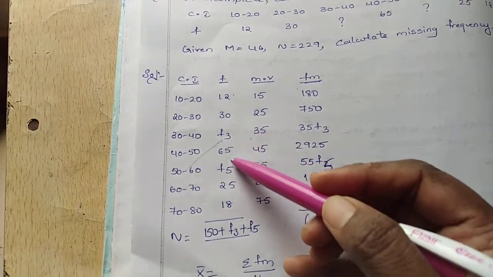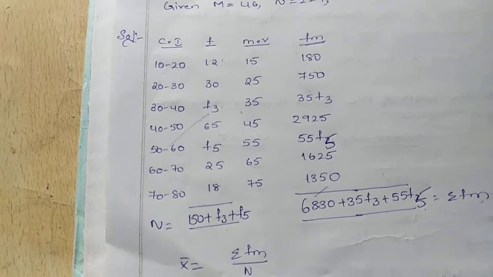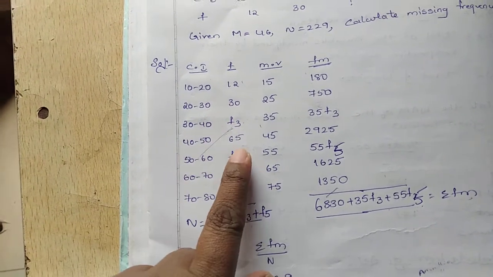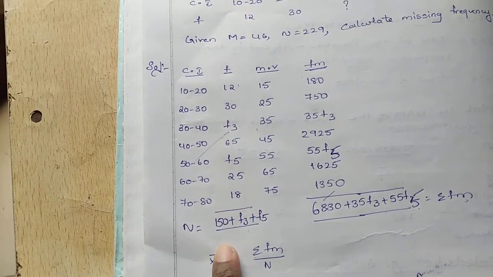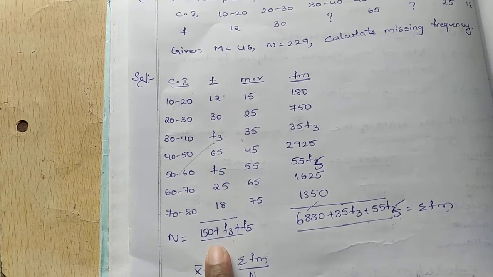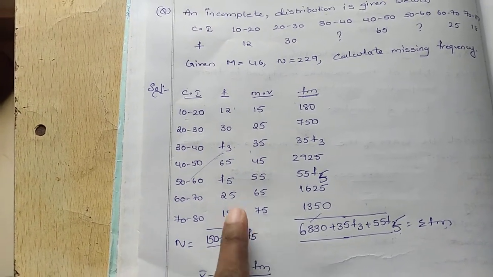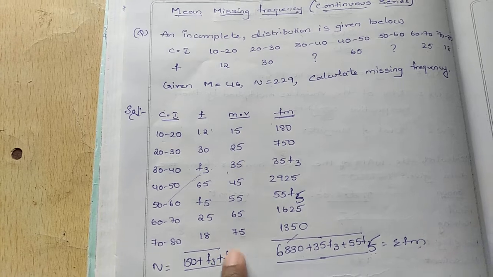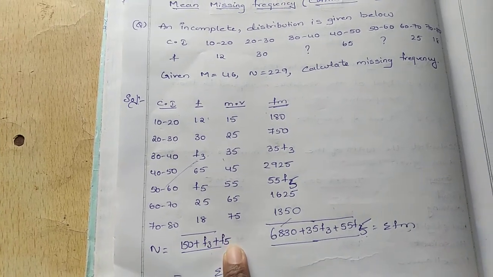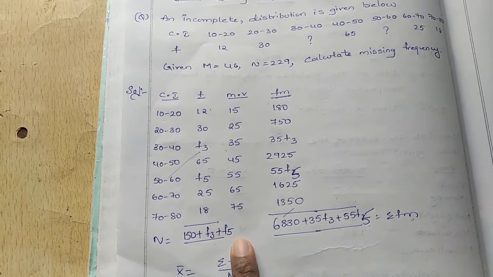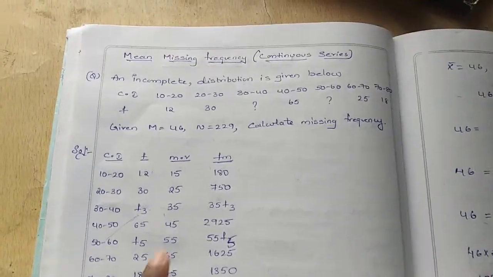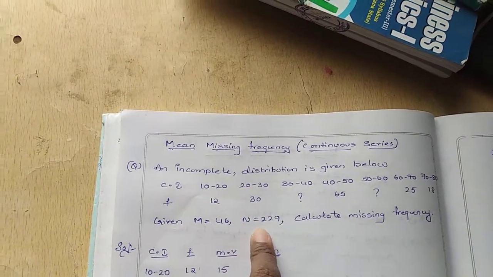Next, N is required for us now. So for N, we add 12, 30, 65, 25, 18. The total adding will be 150 plus F3 plus F5. Why? Because here F3 and F5 are what we have to find. But actually, what N value has he given in the question?